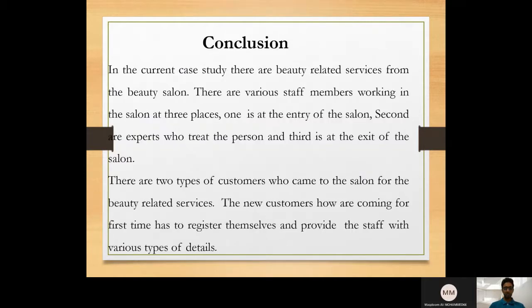In the end, I want to conclude by saying that the new customer who comes to the salon will be served almost 15 minutes earlier. In the current study, there are beauty-related services from the beauty salon, and various staff members working in the salon at 3 places.